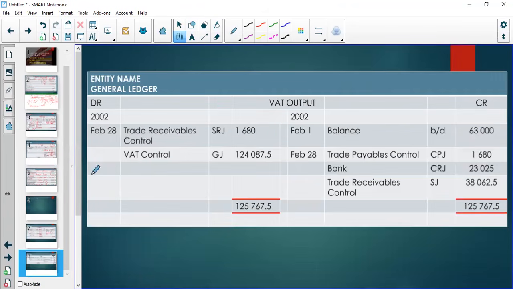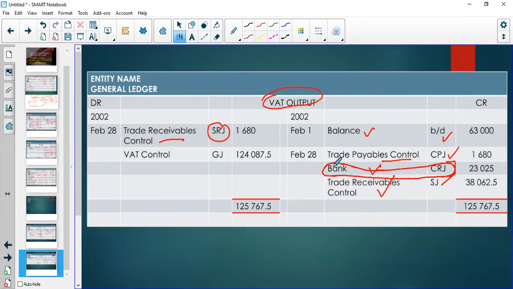If you come to your VAT output, you are a lucky person because you start by dragging your balance brought down on the credit side, trade payables control, CPJ, bank, CRJ, trade receivables control, sales journal, trade receivables control, sales returns journal. Right, so you have got about 50% of the marks by dragging and dropping correctly, because the structure is not going to differ. It's going to differ if, let's say, we are not given this particular column, this particular information, then we're going to leave it out. That's the only way it differs, but otherwise it's not going to differ. The structure is almost always going to be consistent, right?